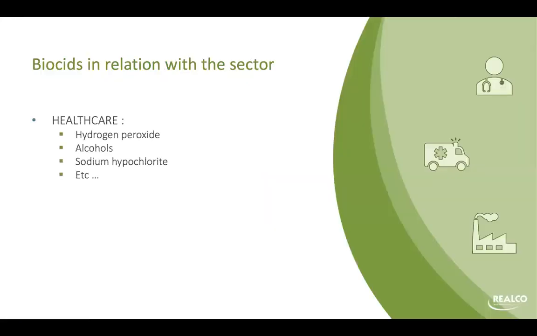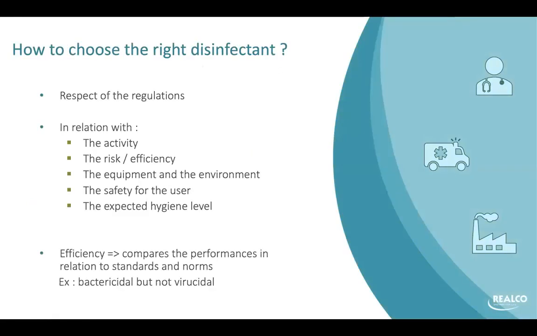In relation to the sector, there exist different biocides. So in healthcare, we will mostly see hydrogen peroxide, alcohols, sodium hypochlorites. In the food industry, we will more see chlorine products, quaternary ammonium, hydrogen peroxide, alcohol, and so on. But now, how do we choose the right molecule, the right disinfectant?